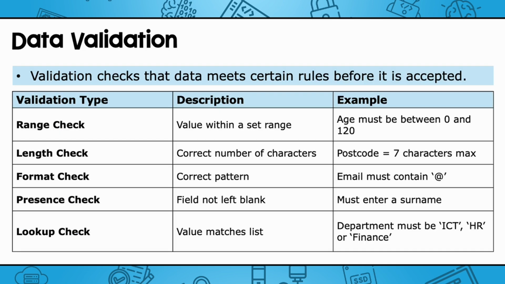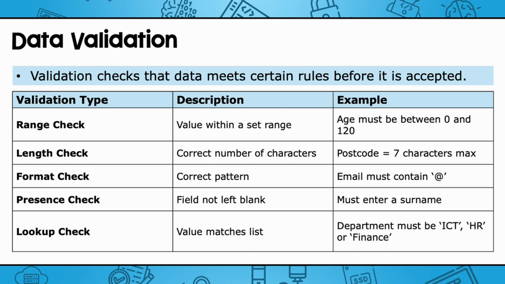Moving on, the difference between validation and verification. First off, validation. Validation doesn't prove that data is correct. It just checks that it could be correct. Think of it a bit like a gatekeeper. If the data doesn't follow the rules, then it's not going to be let into the system. We've got a list of different validation types in the table on screen. First, a range check. It checks if the data sits within a specific range. An example might be, is somebody's age between 0 and 120?